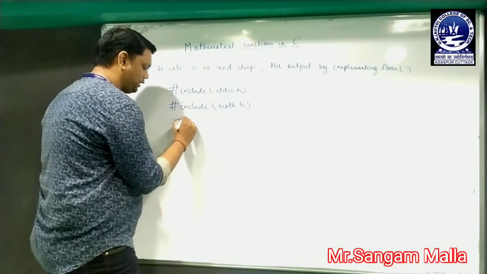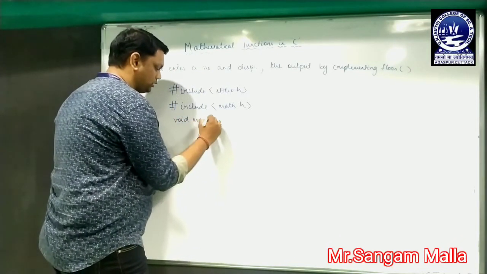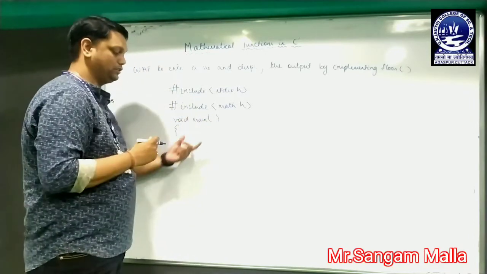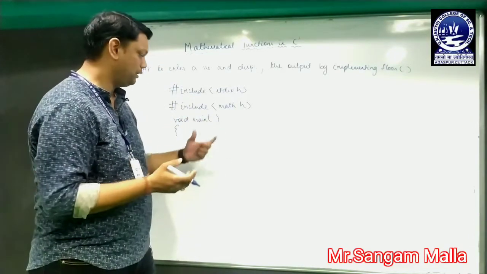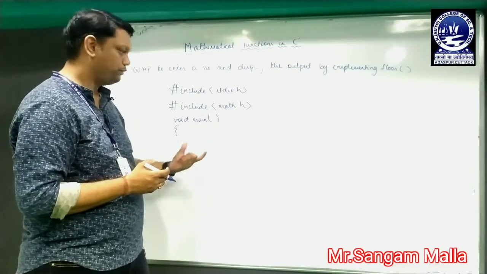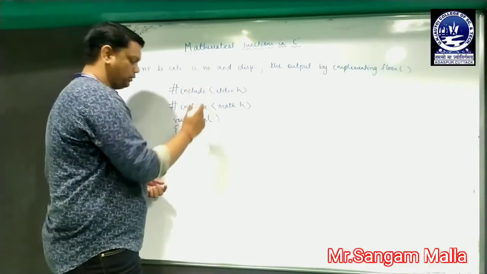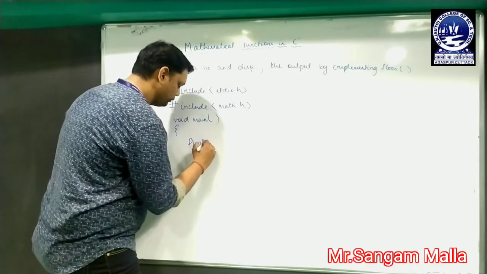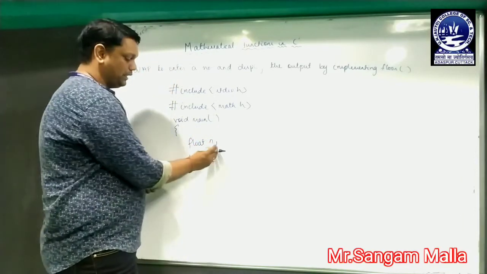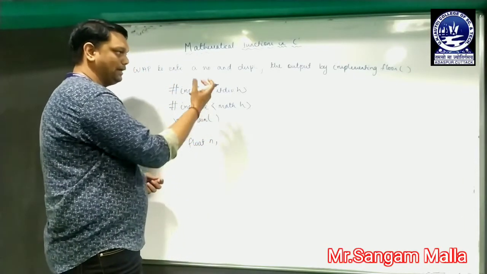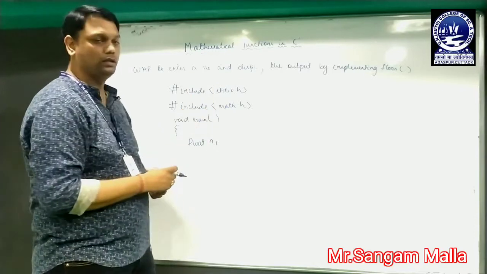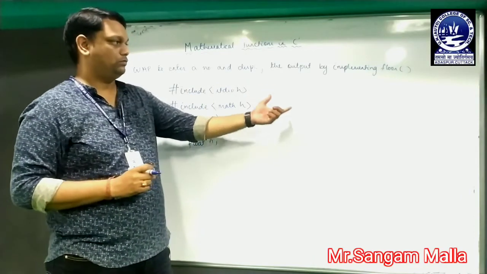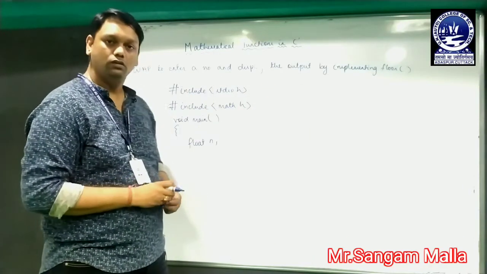Now we will be writing void main, because this is the main function. That means the program execution of the C programming language always starts with the main function. Now I have to enter a number. Let's say I have taken float n. That means n is a variable of float type which will be accepting a number, and we will be converting or displaying the output by using the floor function.